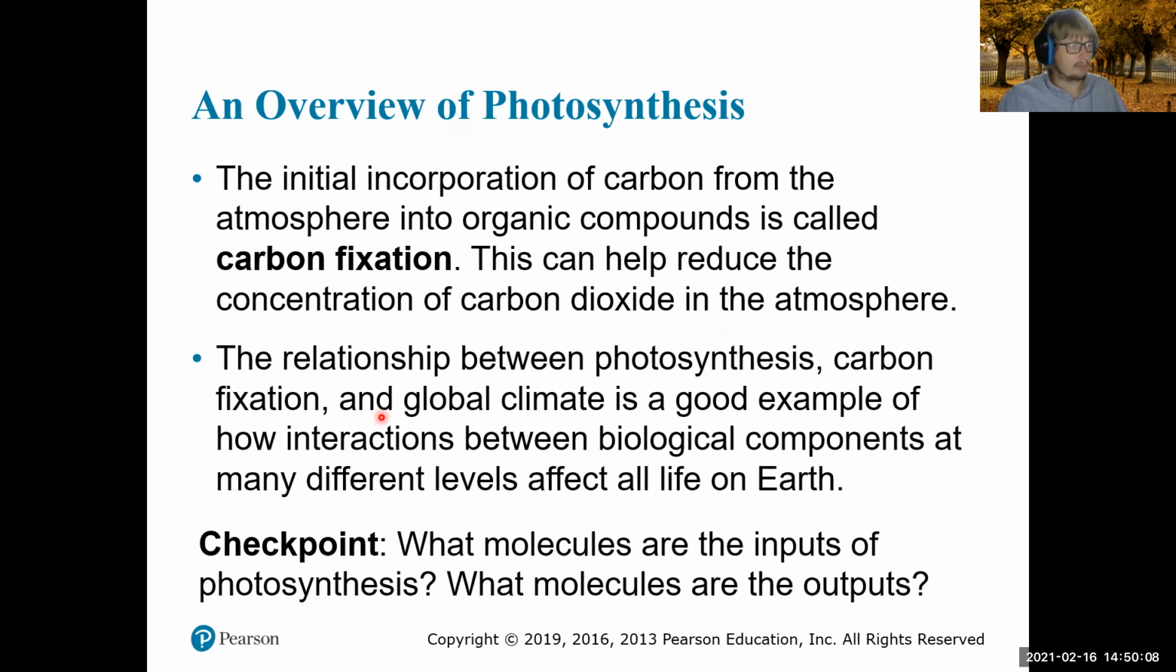And so if we think about this little question here, what molecules are the inputs of photosynthesis? What molecules are the outputs? So take a minute just to refresh your memory. All right, and so the inputs should be carbon dioxide and water. Outputs should be glucose and oxygen.